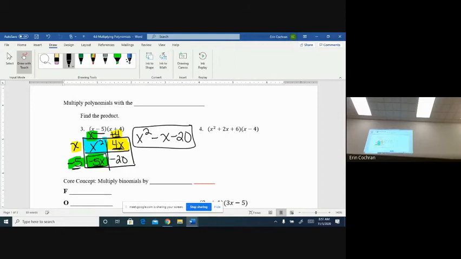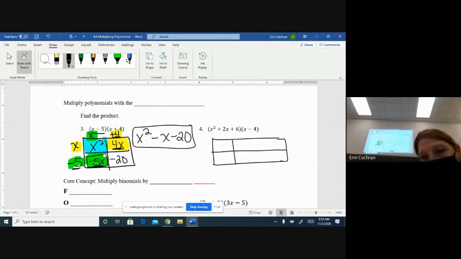All right, 4, we have a trinomial times a binomial. So instead of a 2 by 2, I need to have a 3 by 2, right? A 3 by 2 or a 2 by 3. Doesn't matter how you work it, okay? Because of my spacing, I'm going to go 2 that way and then 3 this way.